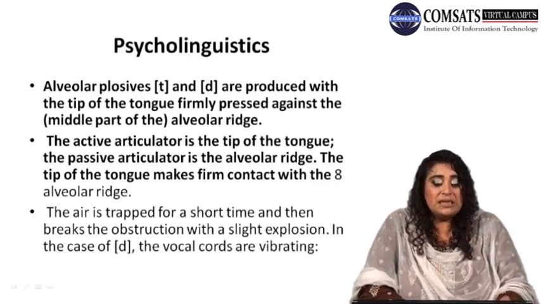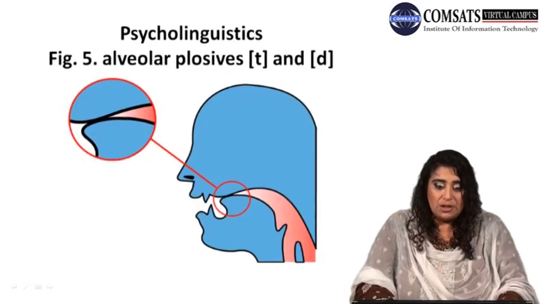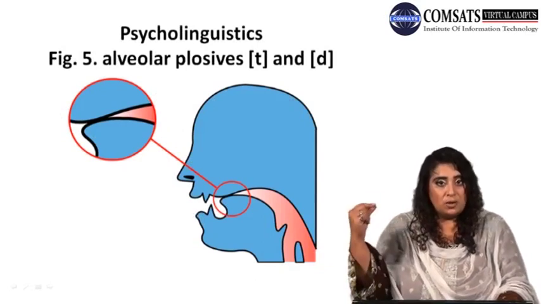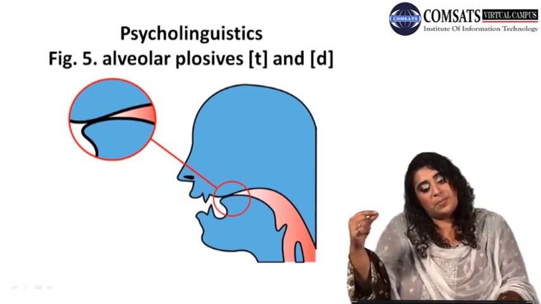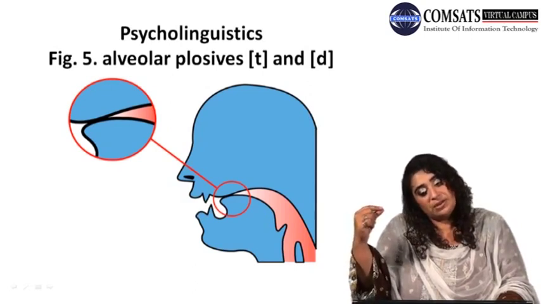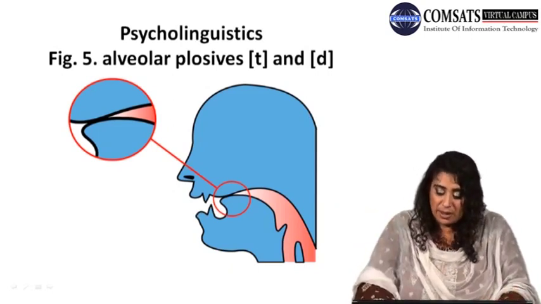In the case of D, the vocal cords are vibrating also. You can see this in alveolar plosives, T and D, how the vocal cords are obstructed. You can see how they've closed the air coming out of the lungs, and then when you raise the soft palate, the air comes out in an explosive way.